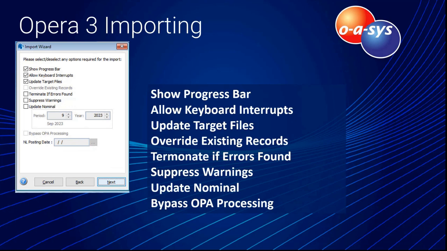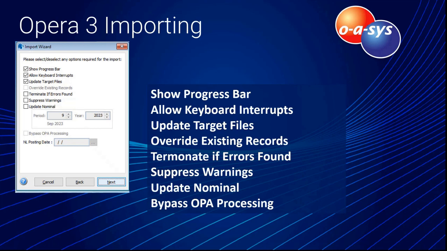Well, you might want to see this, especially if you're importing a large data set, to show you how it's progressing. Allow keyboard interrupts means that if I do anything on the keyboard, it interrupts the process and nothing is going to be imported. The update target files is a tick box that we toggle with. Firstly, when we want to check our data for importing, we untick that box. We don't want it to update the actual database, but the process allows us to validate the data before we actually decide to import it.